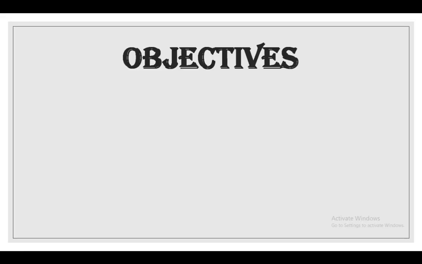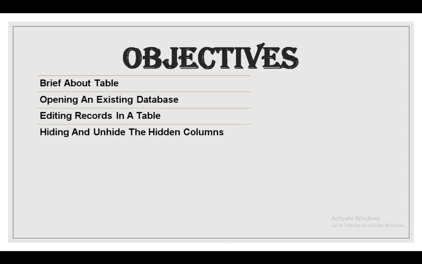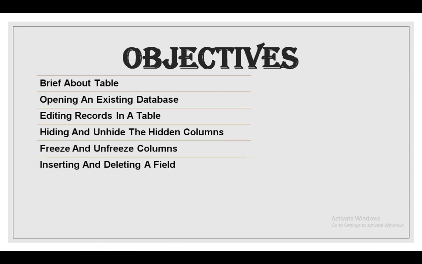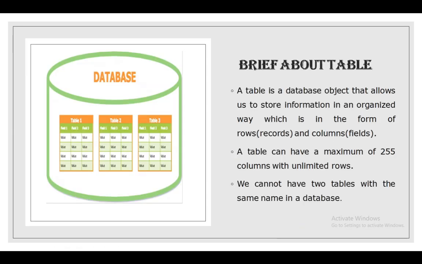In this chapter, we will discuss the following concepts. The first one is a brief about table, opening an existing database, editing records in a table, hiding and unhiding the hidden columns, freeze and unfreeze columns, inserting and deleting a field, rename a field, moving a field, moving through records, and the last concept is lookup wizard.